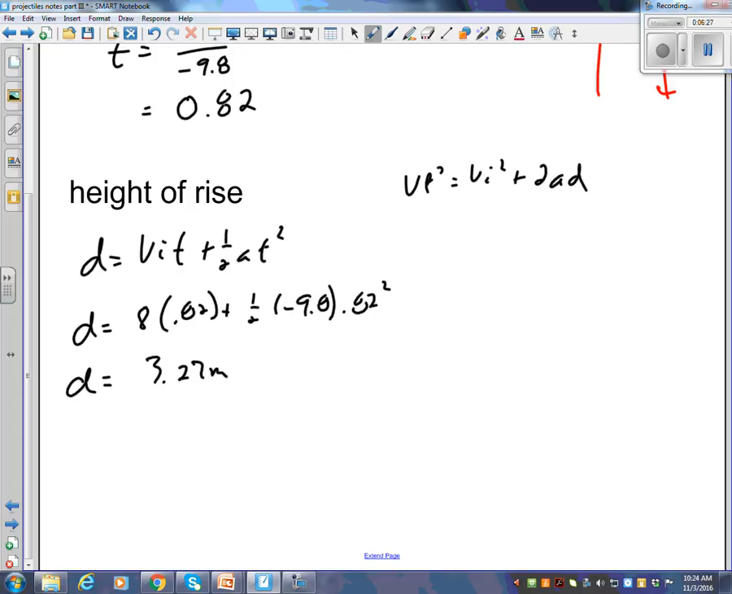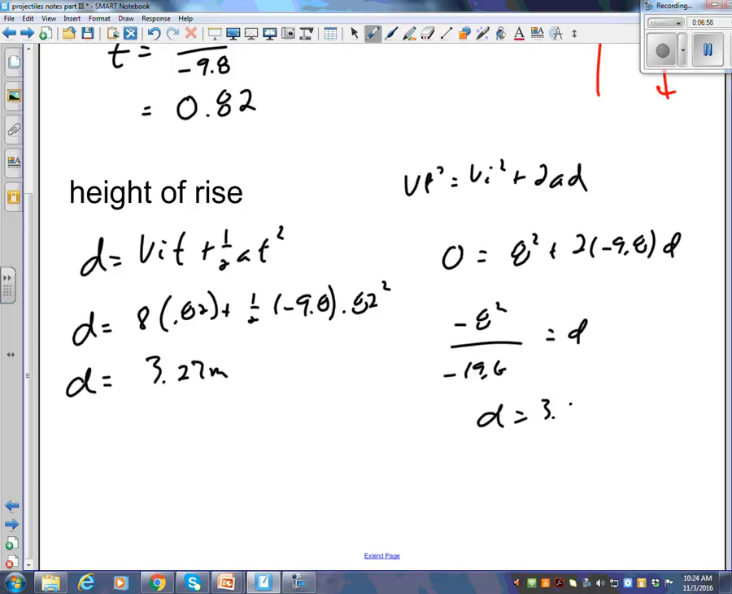Concentrate on me here, please. Or if you're going to do it this way, it would be 0 equals 8 squared plus 2 times minus 9.8 d. Oh, this one's way easier, guys. It's going to be minus 8 squared all over minus 19.6. Right, so minus 64 divided by minus 19.6, 3.27. Again, nothing new. Ready to go on? Okay.